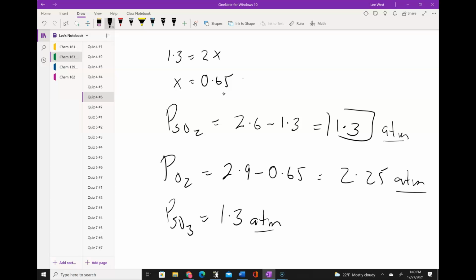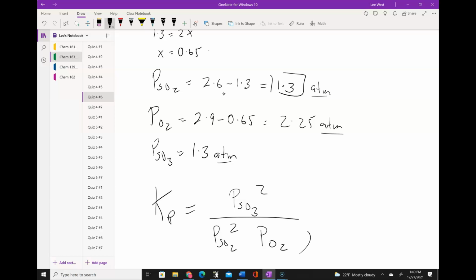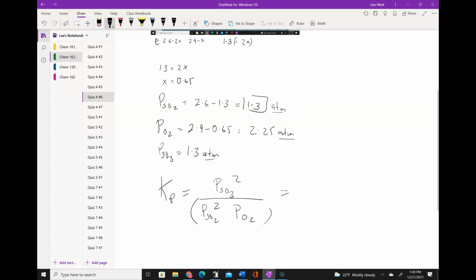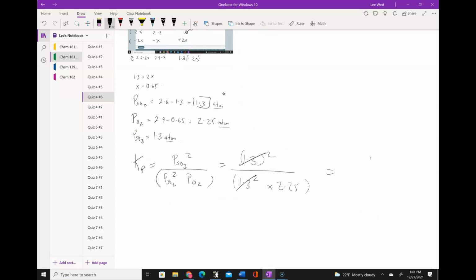Now, if you're sharp, you already know the answer to this one. All right, so what is our expression for Kp? It's going to be the partial pressure of SO3 squared over the partial pressure of SO2 squared multiplied by the partial pressure of O2, and that's going to look like that. That has to be in parentheses. Okay, so SO3, 1.3 squared, SO2, 1.3 squared, and then O2, 2.25. So this is where I said if you're sharp, you'll see that these will cancel. So that's just going to give me 1 on 2.25.